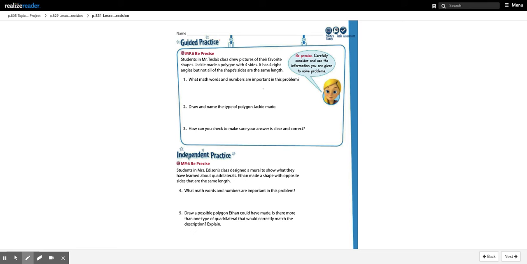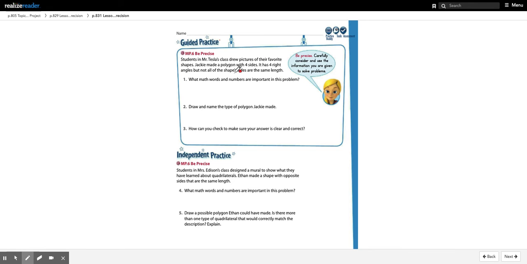Students in Mr. Tesla's class drew pictures of their favorite shapes. Jackie made a polygon with 4 sides. It has 4 right angles, but not all of the shape sides are the same length.